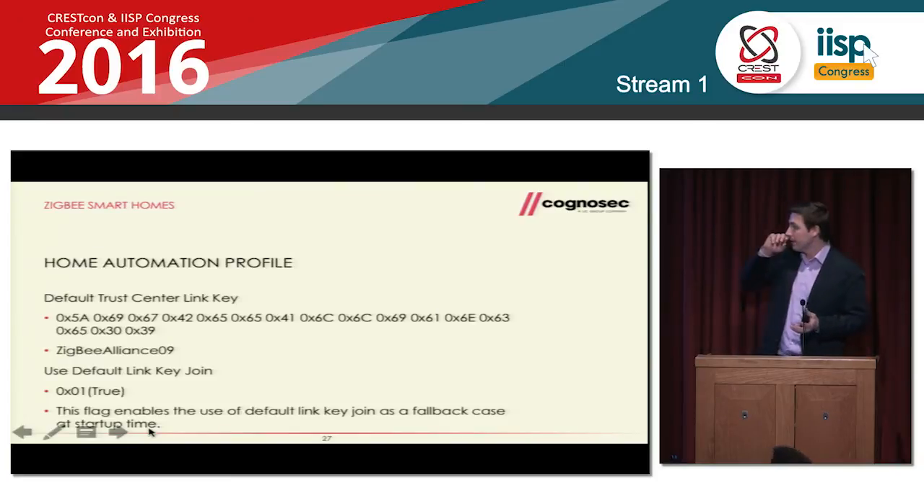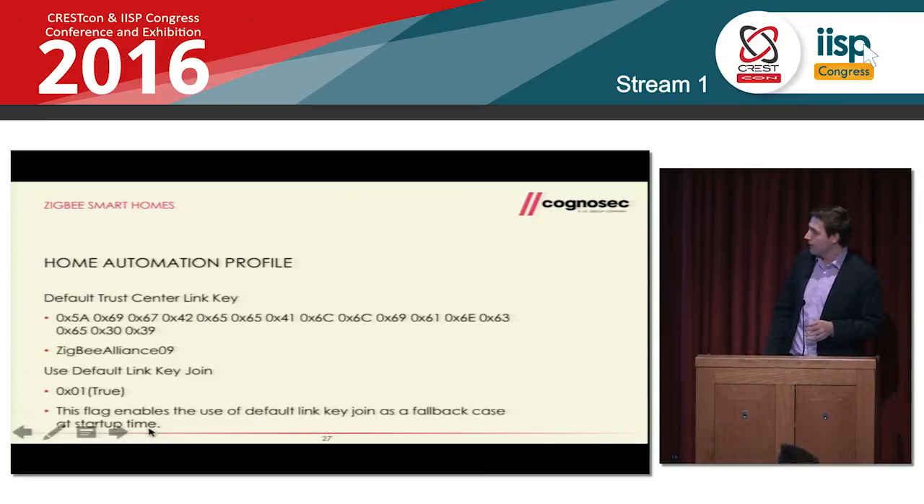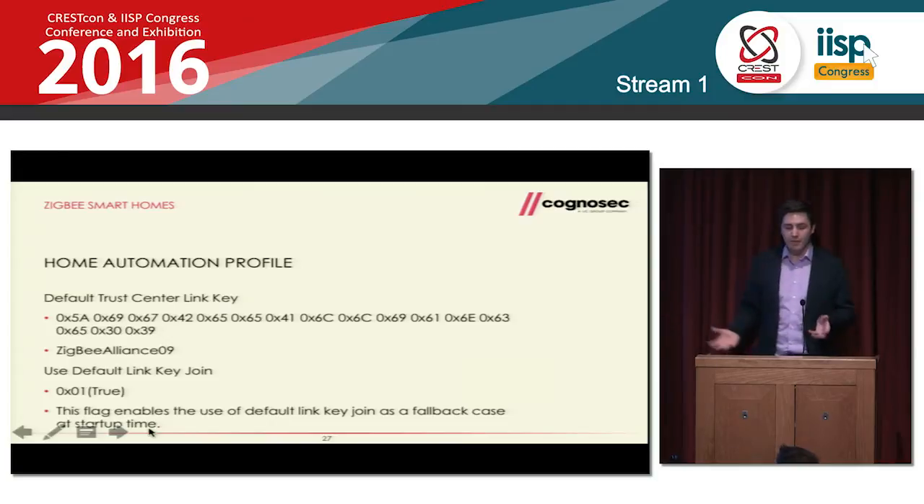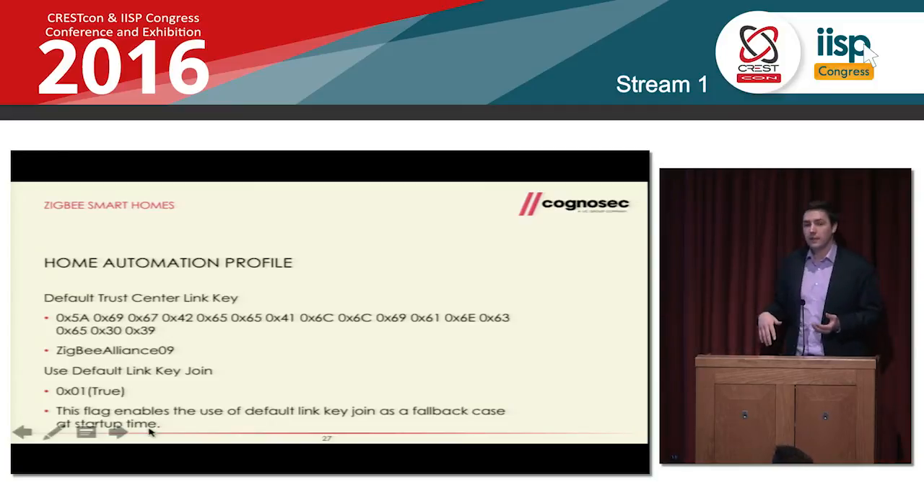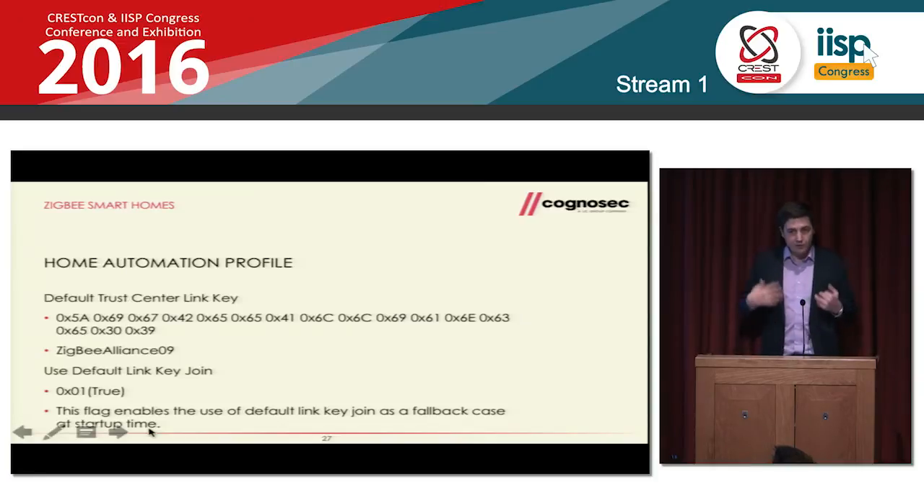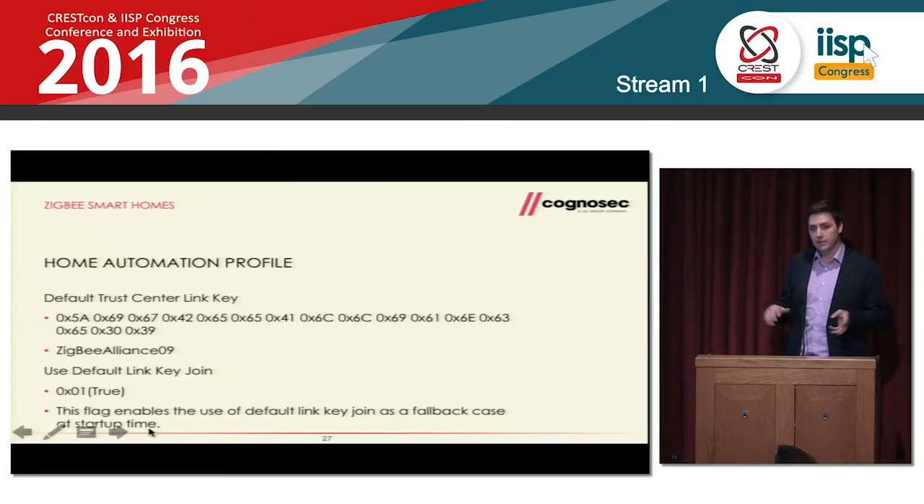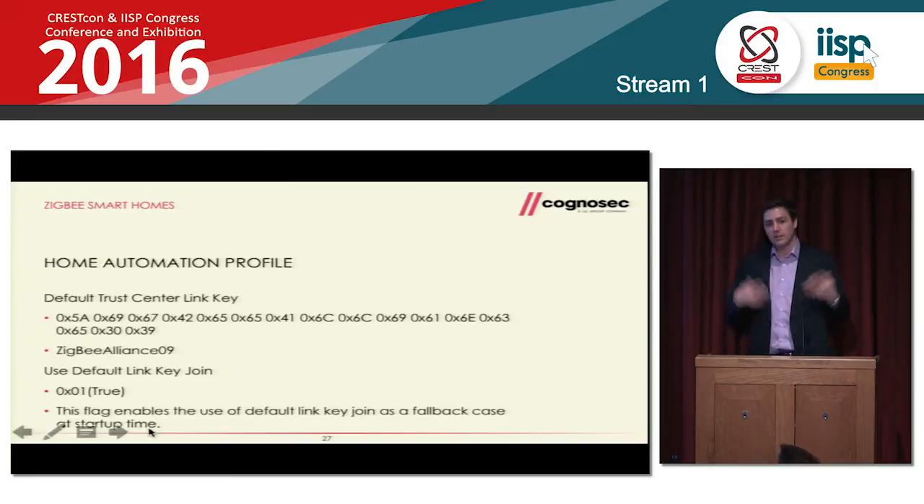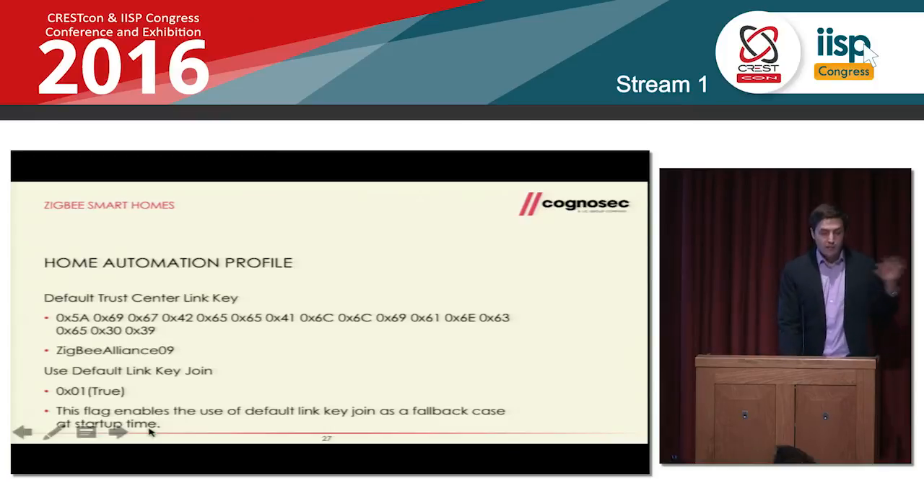This key is public. You can look it up online. And the use default link key join is enabled, so every device is required to support this fallback key. My first thought was to just downgrade the initial key exchange to use the fallback key exchange, and then use it to decrypt. But it turns out I never had to, because all the devices are just using the default one, and they don't implement anything else. So you can just sniff key exchanges and then get the network key.